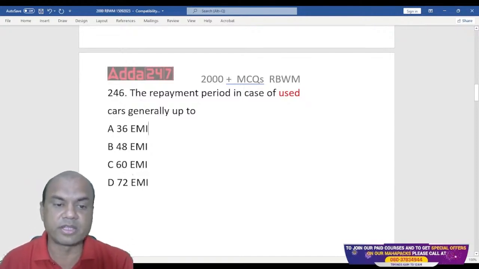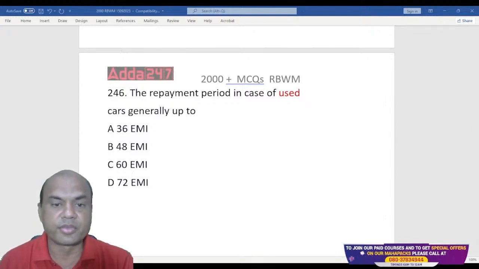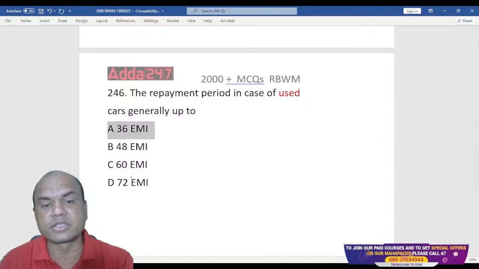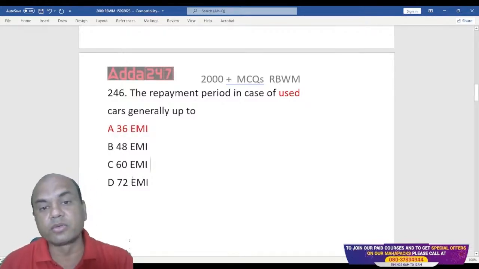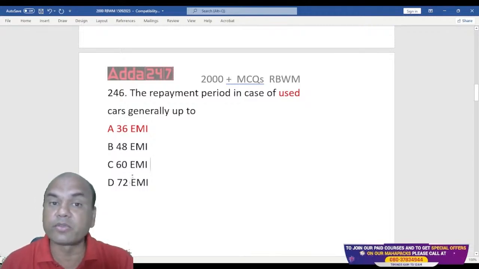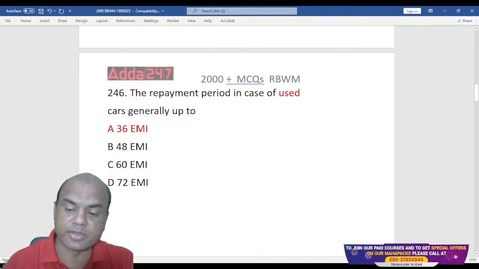Okay, but generally for used car, everyone, what is the answer? Let me see what answer you guys are giving. For used car it is 36 months. Okay, for used car loans we are giving 36 months, and for new car loans it is 5 years, 60 months, right?